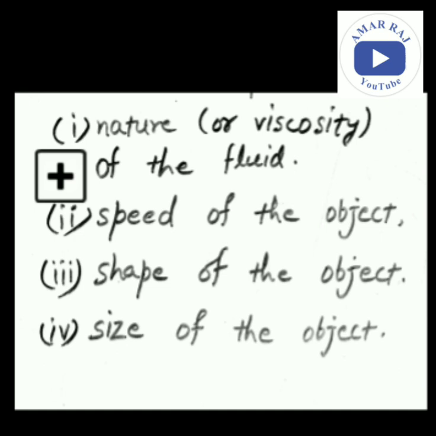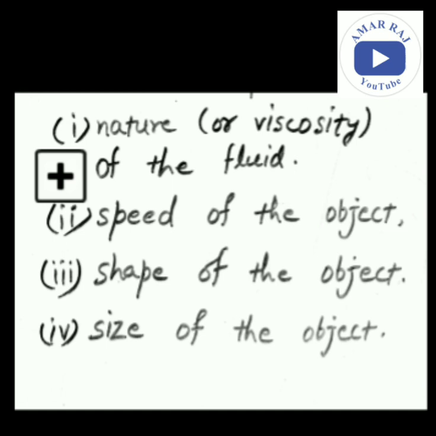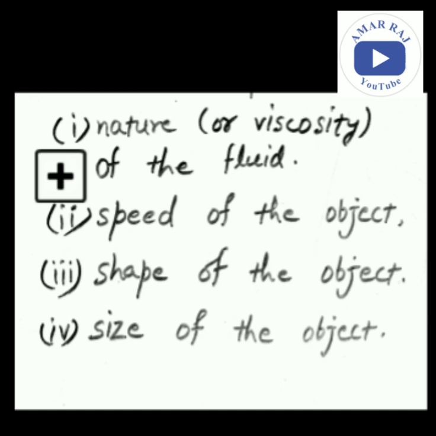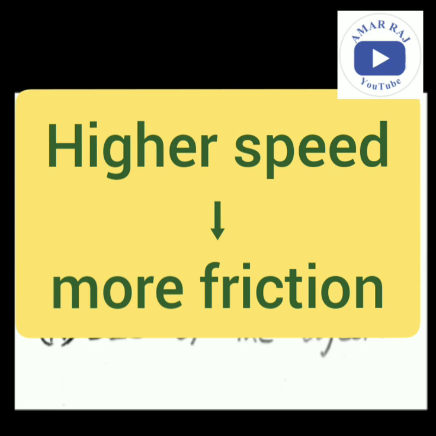Students, different liquids have different viscosity. Some liquids are more viscous than others, like honey. Honey is more viscous than water. So frictional force exerted by fluid increases with increase in viscosity of the fluid. Similarly, frictional force exerted by fluid also increases with the increase in speed of the object moving through it. So as speed increases, friction also increases.